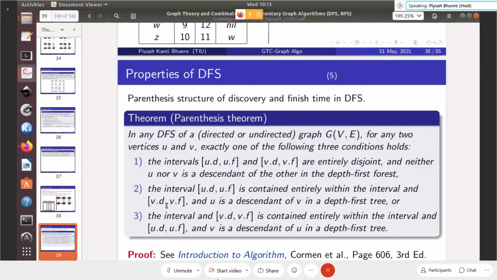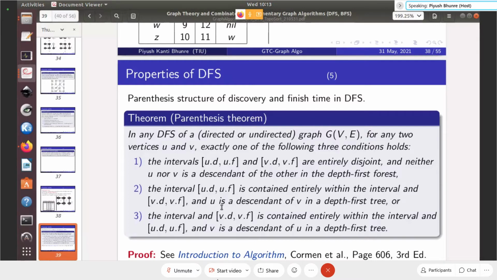of v. There is a typo here, you don't need to put "and" here. So the interval [u.d, u.f] is a subset of [v.d, v.f]. That means we can also write it in this fashion: v.d is strictly less than u.d, strictly less than u.f, strictly less than v.f.